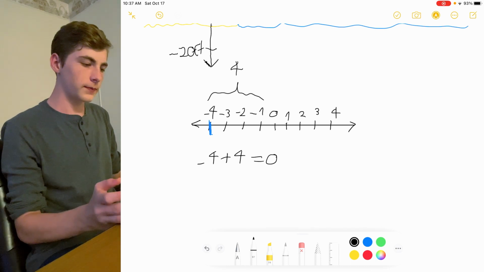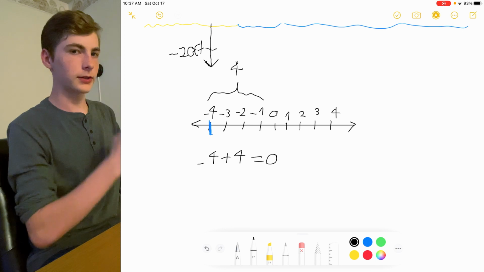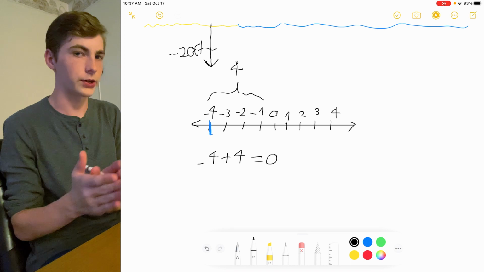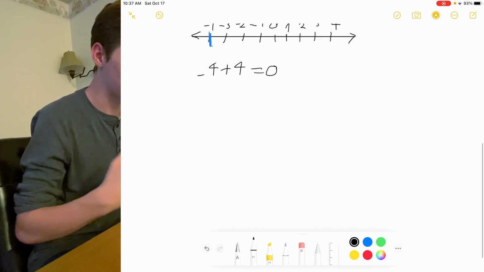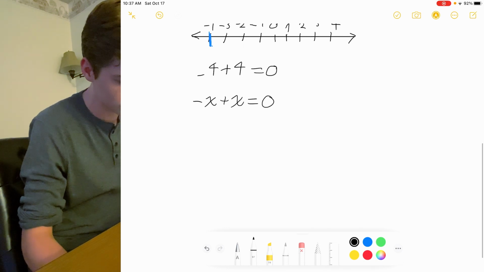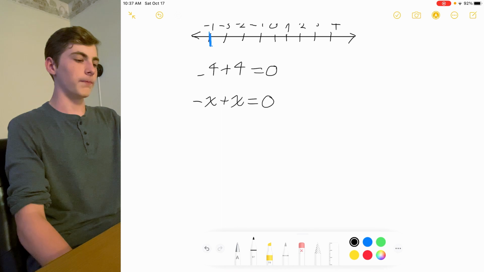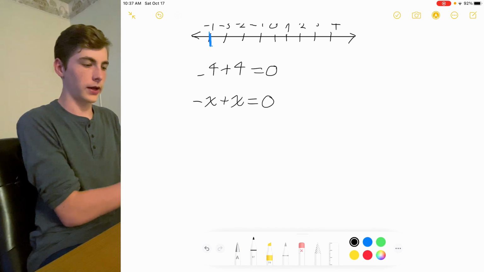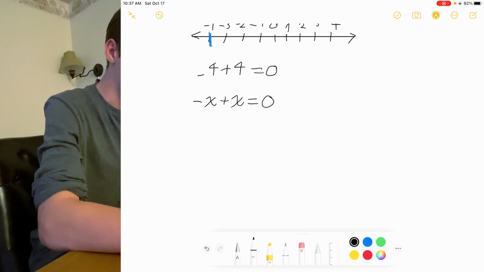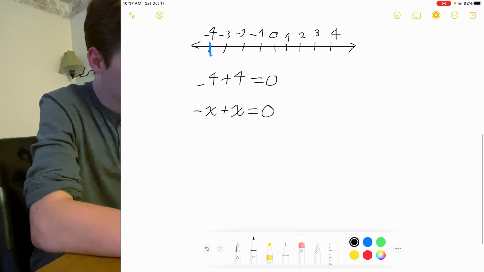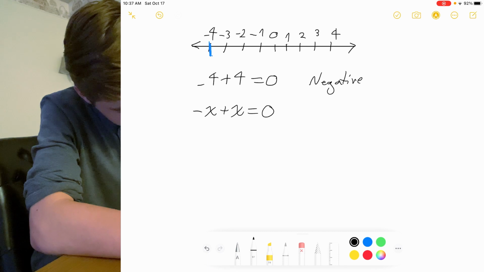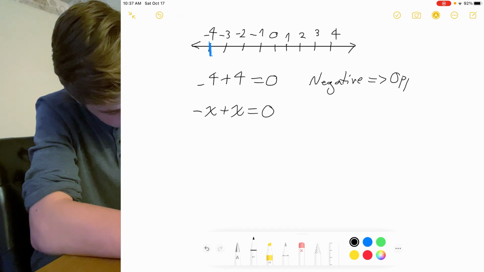Let's build on some of the things we've learned from the last lesson. We learned about how we can use variables to write general statements about numbers. I could say -x plus +x is going to equal 0, right? That just means any negative number plus the corresponding positive number is going to equal 0. And because of this, we call negative numbers the opposites of the positive numbers, okay?